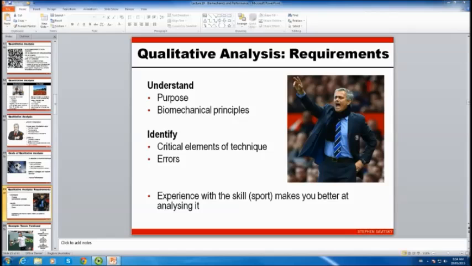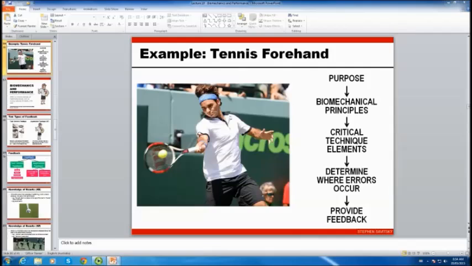Let's do an example of a general qualitative analysis. Let's look at the tennis forehand. Who plays tennis in here? One, yeah, two, three, okay. Let's see what we can do with the forehand.